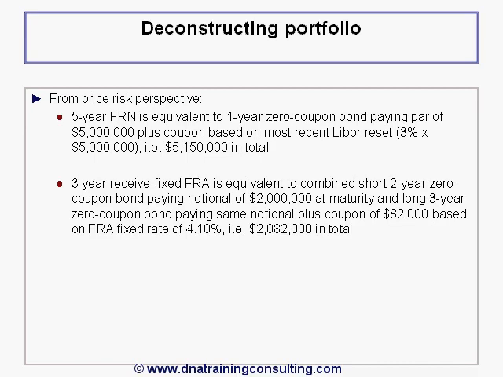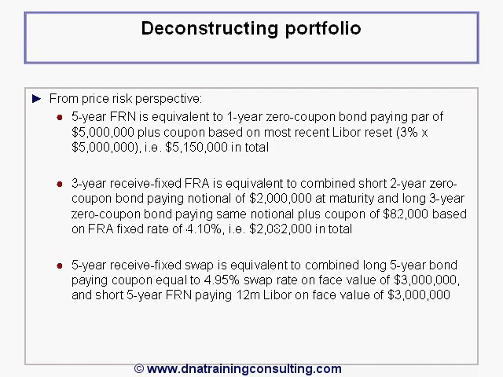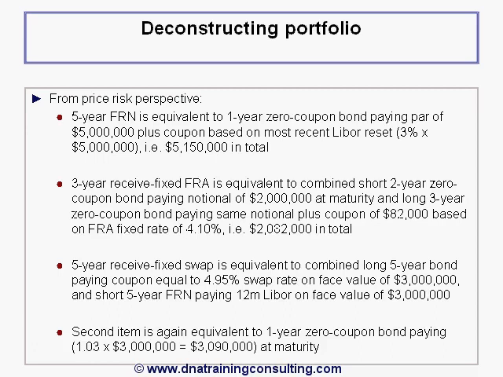The 5-year receive fixed swap is equivalent to a combined long 5-year bond paying a coupon equal to the 4.95% swap rate on a face value of $3 million, and short 5-year FRN paying 12-month LIBOR on a face value of $3 million. This second term is again equivalent to a 1-year zero coupon bond paying 1.03 times 3 million, i.e. 3.09 million at maturity.